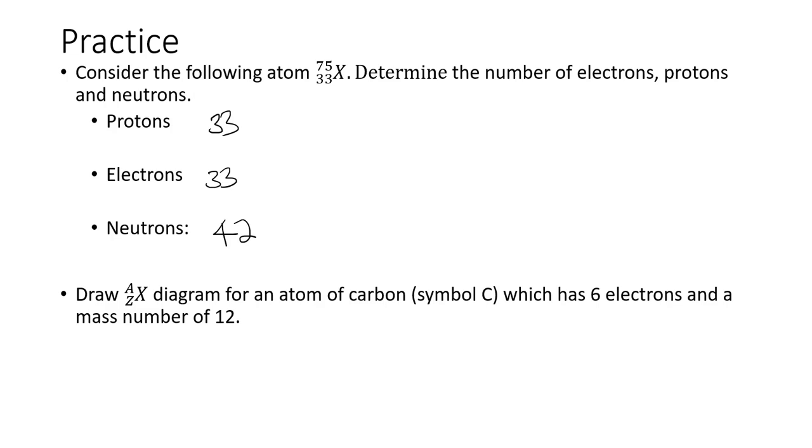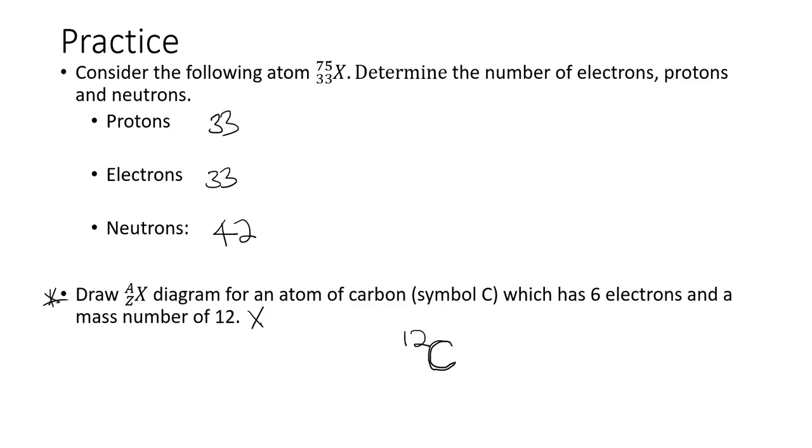So let's look at this next question. Draw a diagram for an atom of carbon which has 6 electrons and a mass number of 12. So we know that the symbol for this is C. That is our symbol. And this carbon has a mass number of 12.